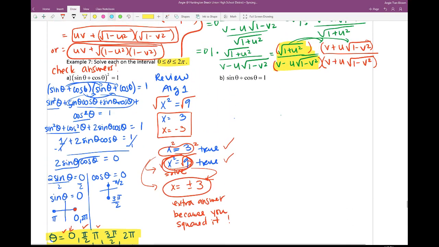So let's do example B. Example B, we will use a different ink here. Now, please don't be mistaken that this is not 1. Not 1. The only time you can change that into 1 is when it's sine squared of theta plus cosine squared of theta. This is 1, okay? All right, so how would I solve that? What would you do?